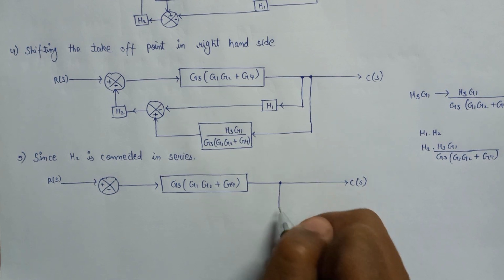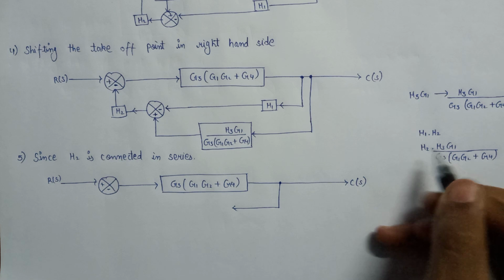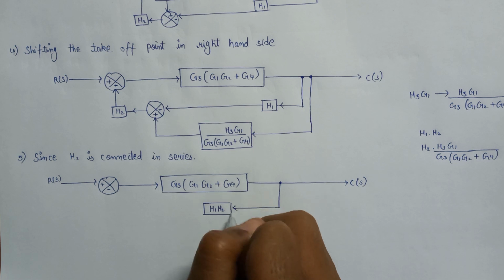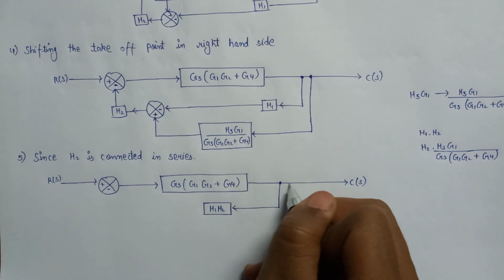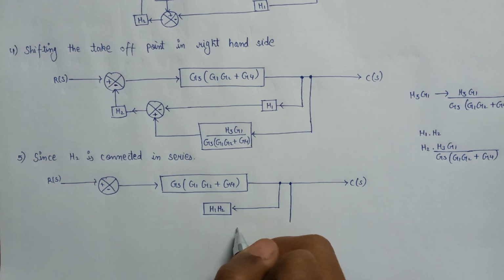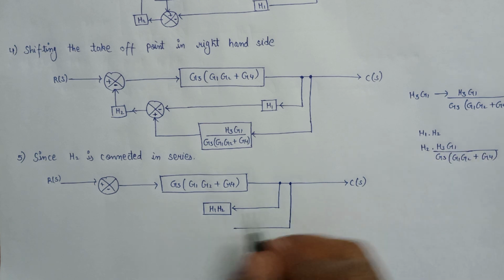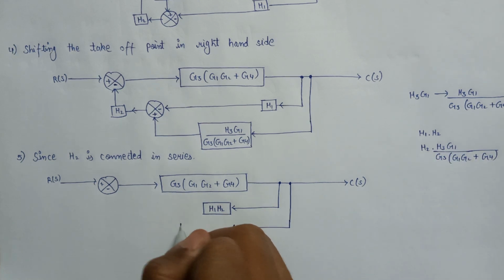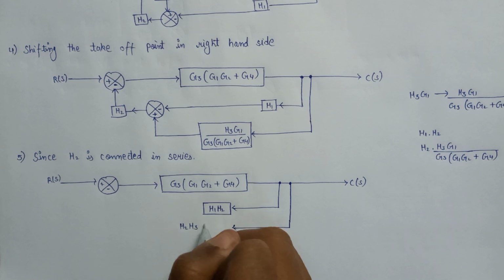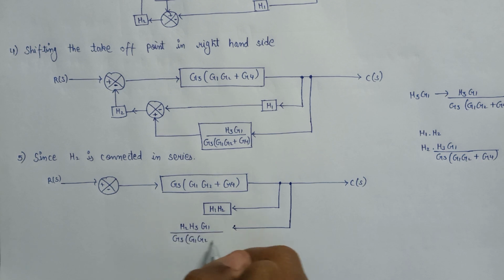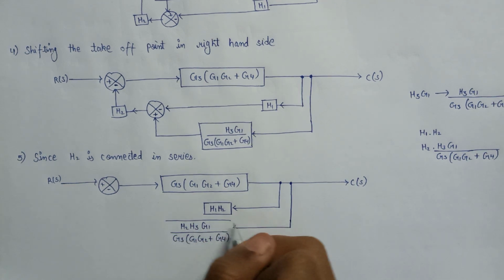Here is a feedback gain H1 H2, and also here is another feedback that is nothing but equal to this term: H2 H3 G1 over G3 (G1 G2 plus G4). So this is the block.